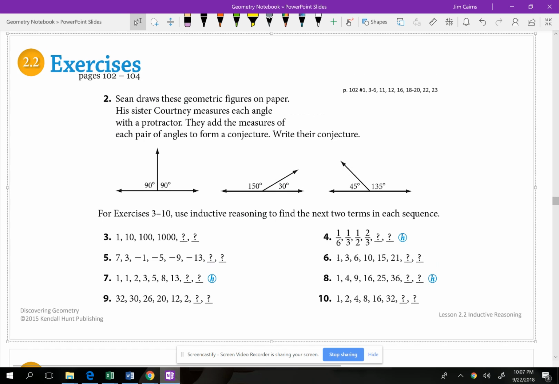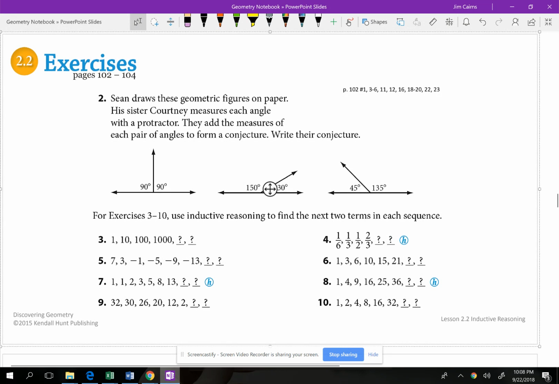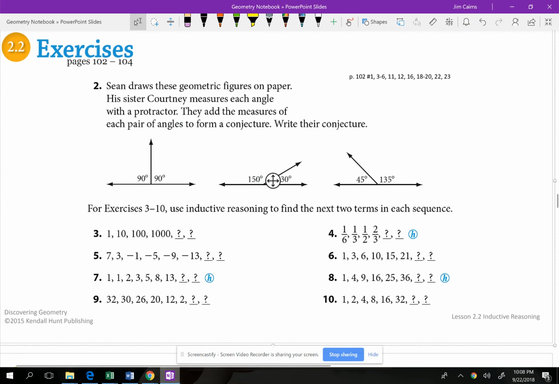All right, I'm going to go ahead and do the homework for 2.2. It's page 102, number 1, 3 through 6, 11, 12, 16, 18 through 20, 22, and 23. Starting with number 1.